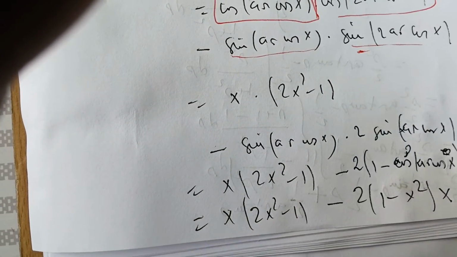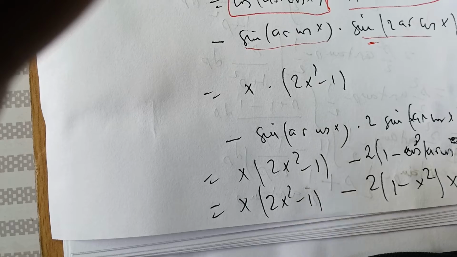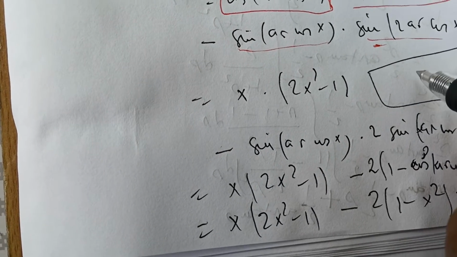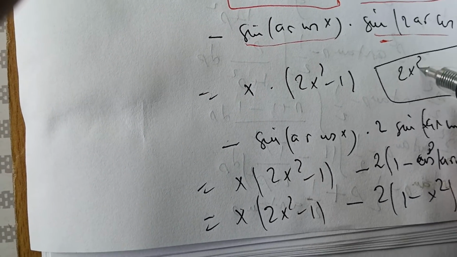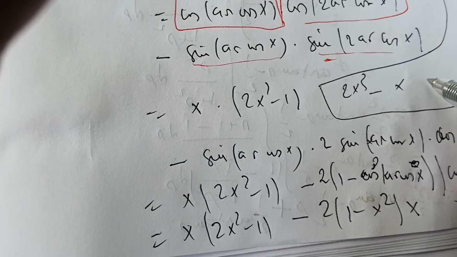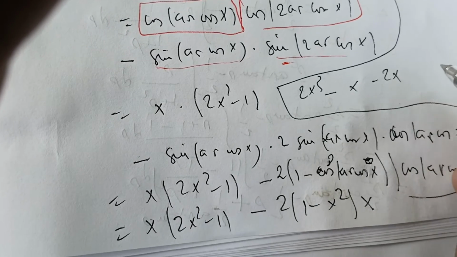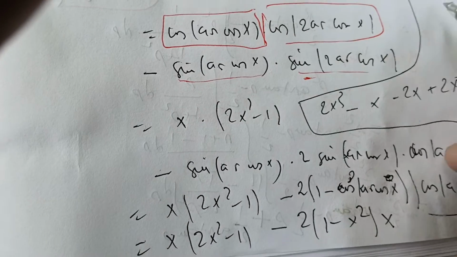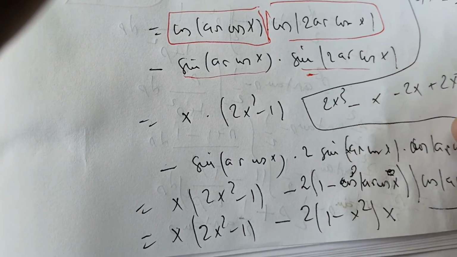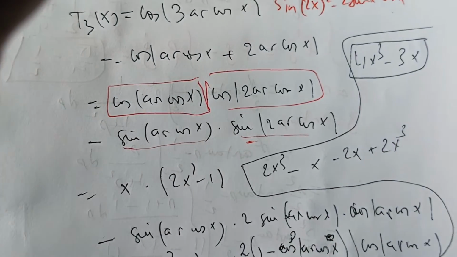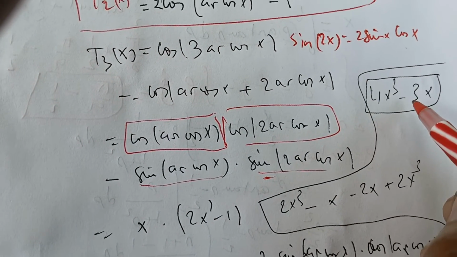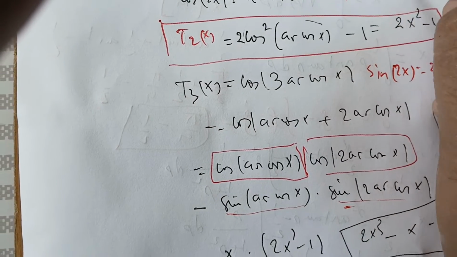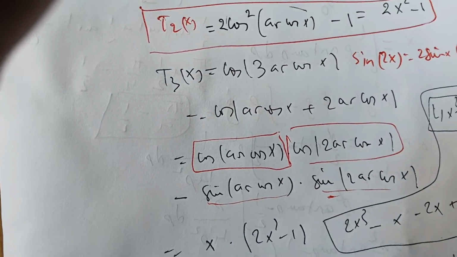So when I simplify, let's do this simplification here. I get 2x cubed minus x minus 2x plus 2x cubed. So we get 4x cubed minus 3x. So this is my polynomial of degree 3. T3 of x is 4x cubed minus 3x.